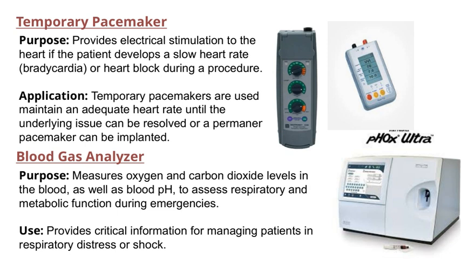Moving on to the blood gas analyzer, this tool measures critical parameters like oxygen and carbon dioxide levels in the blood. Along with the blood's pH, these measurements give us valuable insights into how well a patient's respiratory and metabolic systems are functioning, especially during emergencies. This device provides essential information that guides our management of patients experiencing respiratory distress or shock. By understanding their blood gas status, we can tailor interventions more effectively, ensuring better outcomes.